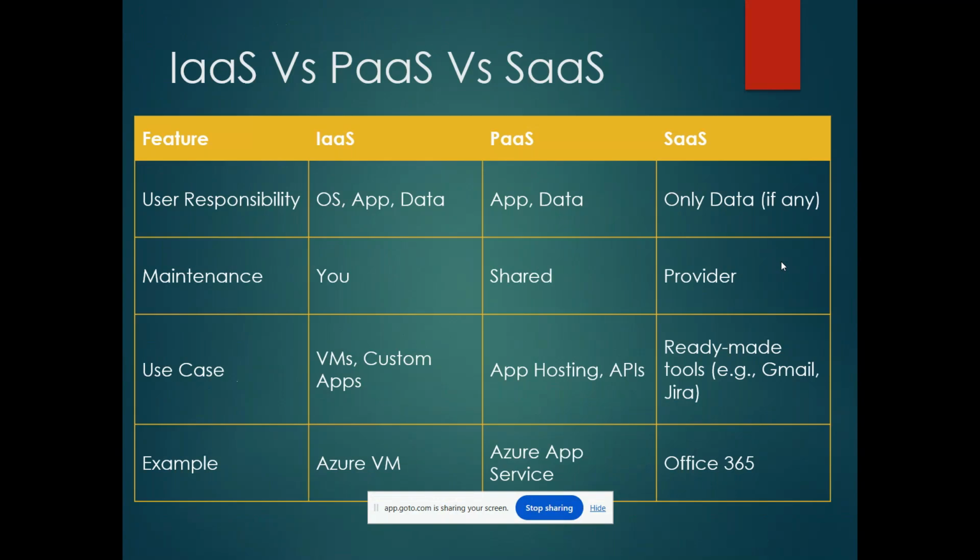Now let's compare IaaS, PaaS and SaaS. User responsibility: if it is IaaS, it is the operating system, app, and data; in PaaS it is the app and the data; and in SaaS only data. So you just need to give only the data, and you don't need to worry about anything. Okay, the maintenance: if it is infrastructure, then you will be maintaining all the other stuff; in PaaS it will be shared; and in SaaS it will be the provider. And the use cases we saw: virtual machines, custom apps. For PaaS we already saw what is App Service: app hosting and APIs. For SaaS, ready-made tools, for example Jira, Gmail. So for example, we can say Azure VM for IaaS, Azure App Services for PaaS, and Office 365 for SaaS. Okay. Let's move on to the next one.